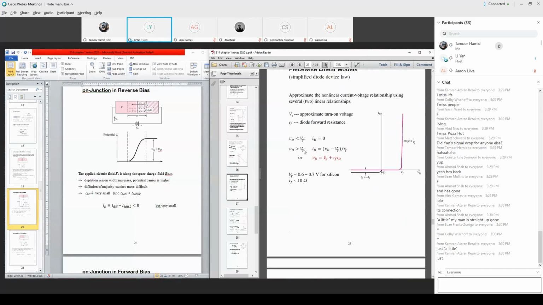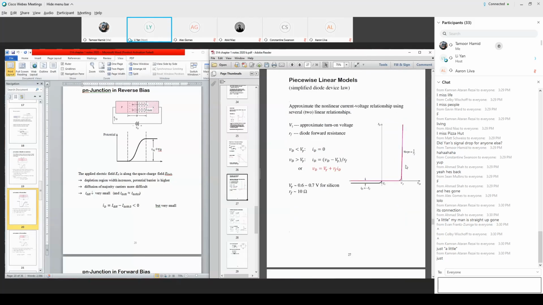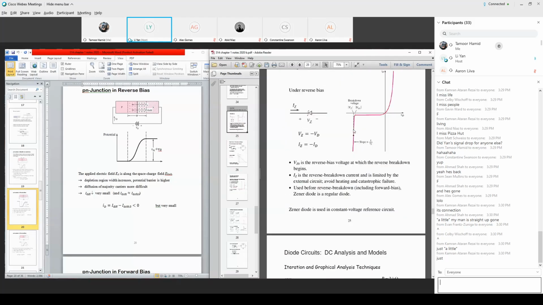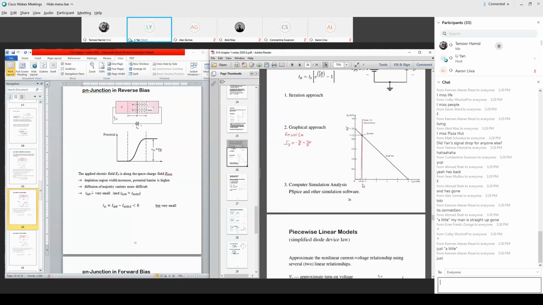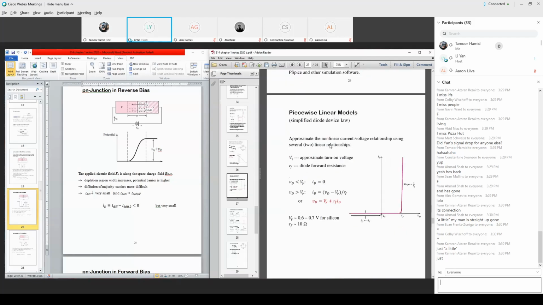But here, we approximated this by a linear line. We approximate this part by a straight line, and we say you have a current. We approximate this part by another line, and this current is approximately 0. It's an approximation. It's not a true device law, not an accurate device law. Did I answer your question?